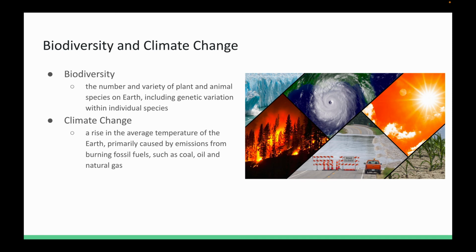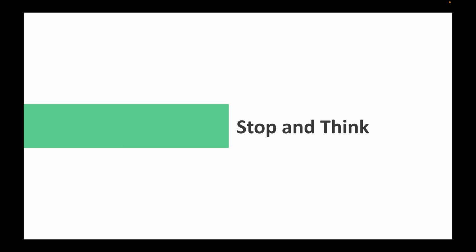And biodiversity is the number and variety of plant and animal species on Earth. And that's including any genetic variations within those actual individual species. Species is how I said it, species. So head over to your notebooks and complete the questions for this part of the chapter.